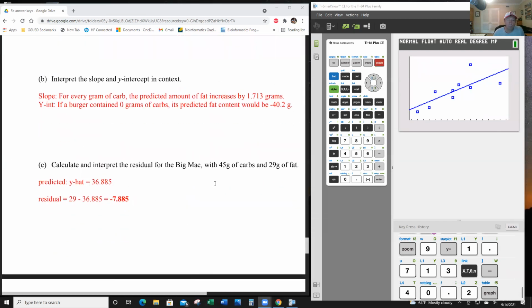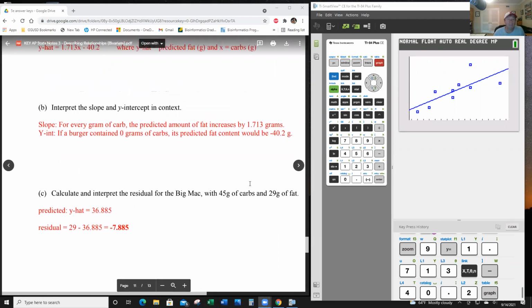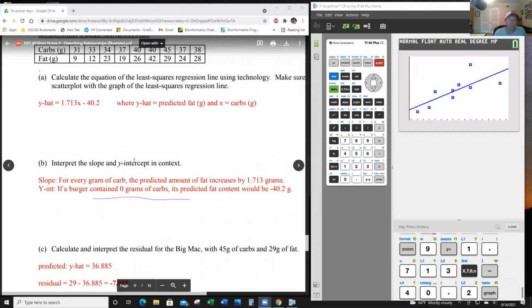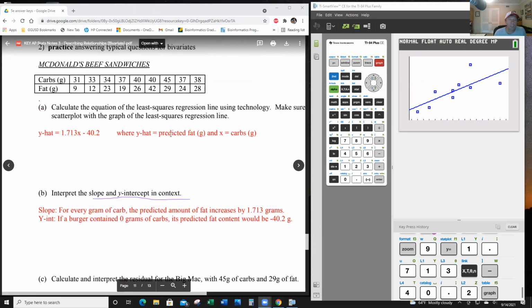All right, so let's slide down here a little bit. Calculate and interpret the residual for a Big Mac with 45 grams of carbs and 29 grams of fat. I've seen this question, calculate and interpret the residual. All right, so first of all, let's try to figure out where this is. Okay, so 45 grams of carbs is the highest one. All right, so that's the one.